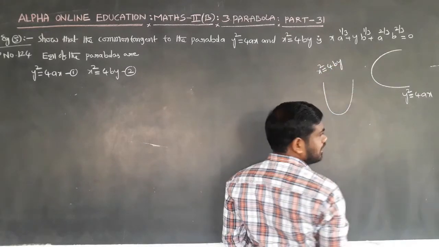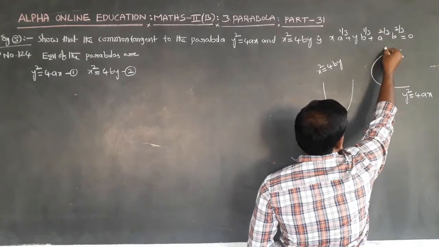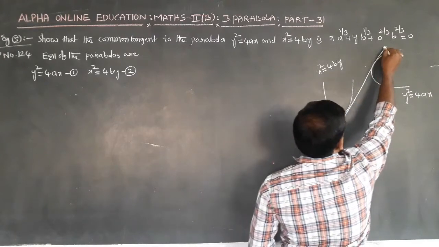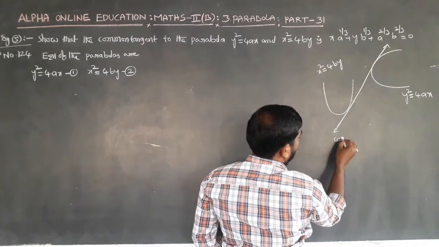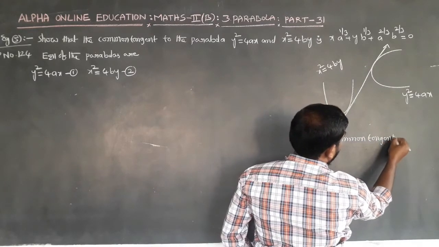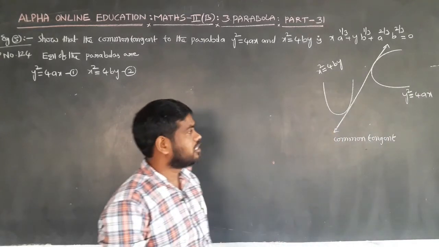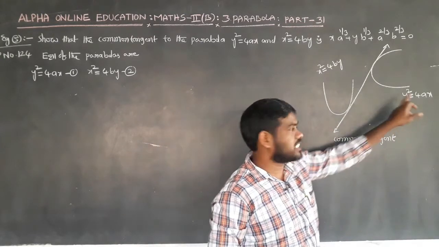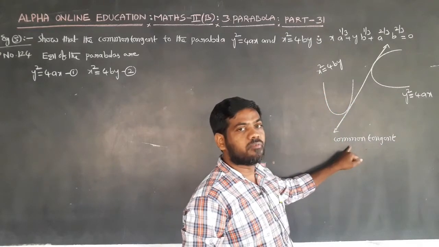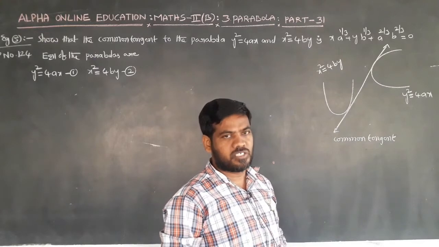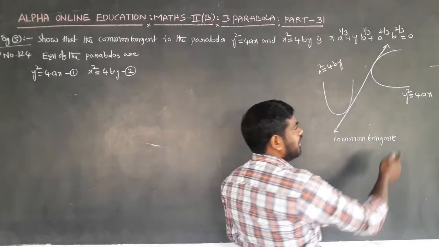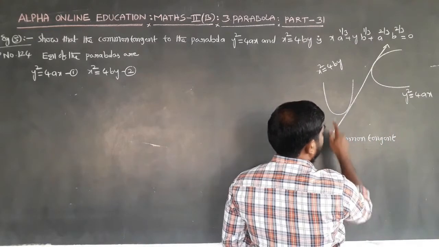Here show that the common tangent to the parabolas. This is the equation of the common tangent. Common tangent to the parabolas y square is equal to 4ax and x square is equal to 4by. Here we find the equation of the common tangent to the parabolas. So, first of all, here find the equation of the tangent.